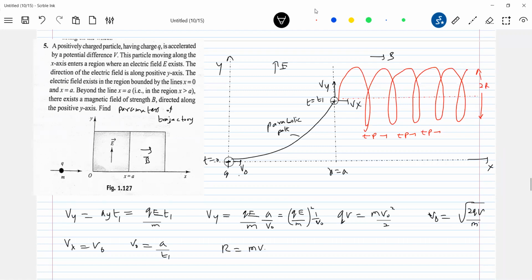Radius depends upon m Vy by qB. The time period is independent of that. Time period depends upon 2 pi m by qB. And the pitch depends upon Vx into T.